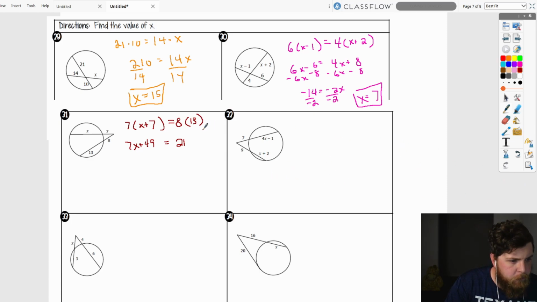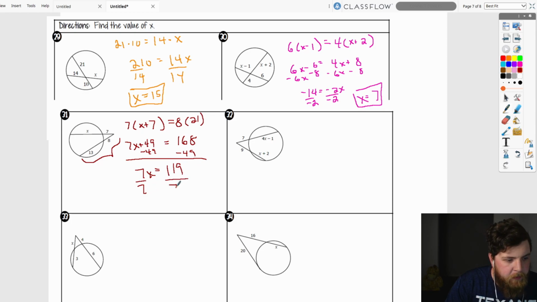Wait. Why am I adding it? Question mark. Slow down. Pause. The entire length is 21, so I need to multiply 8 times 21. Getting ahead of myself. So 8 times 21 ends up giving me 168. And then I can subtract 49. Subtract 49. 7x equals 119. Divide by 7. Divide by 7. x would equal 17.